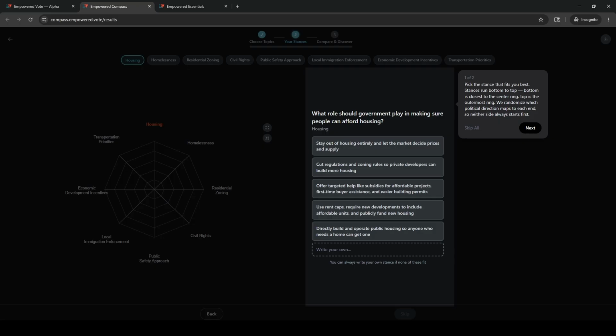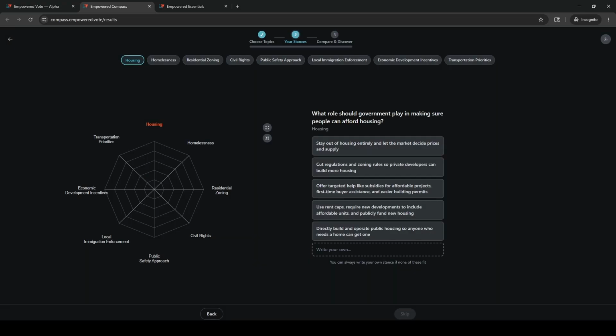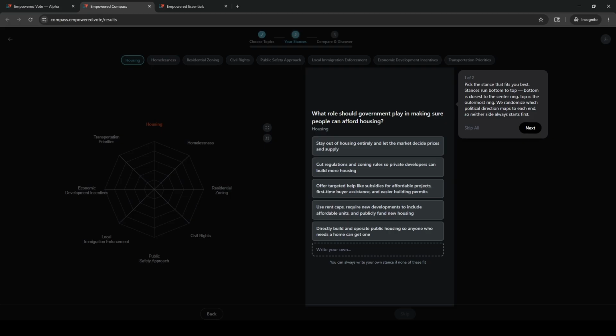We randomize the direction, so it's not always like liberal at the top or conservative at the top or anything like that. That flips. And then if none of these feel like a fit for you, you can also write in your own. And then you can drag it in between to wherever it would want to go. So you would go through and just answer these 8 questions. Probably takes five minutes or so. And then after that, your local compass would be calibrated.